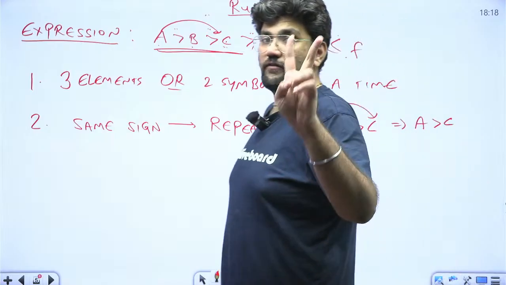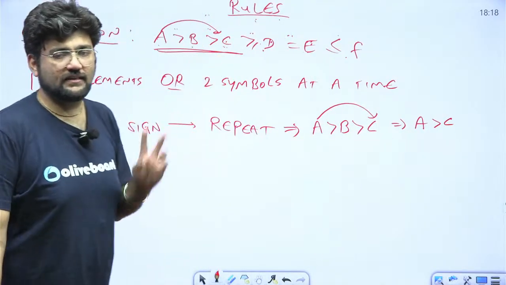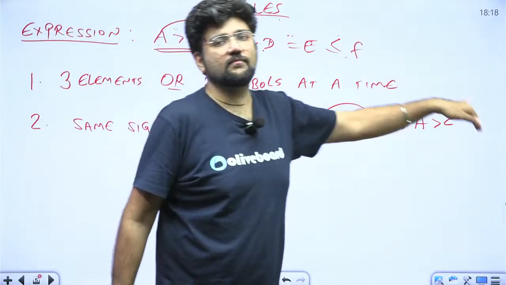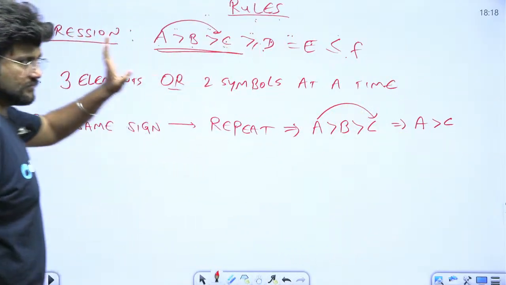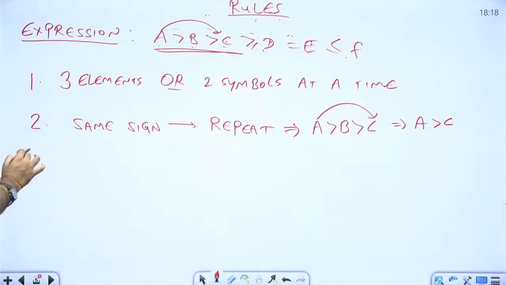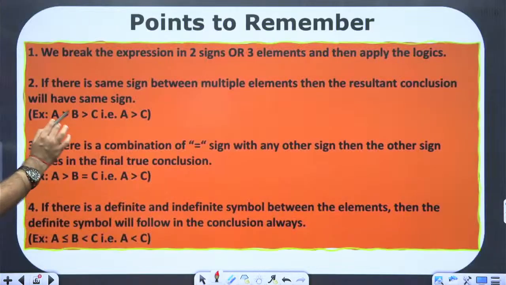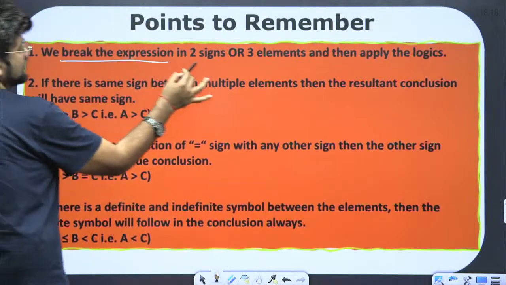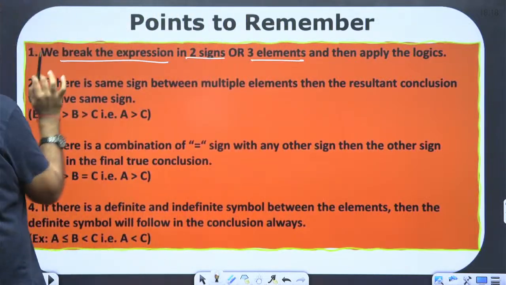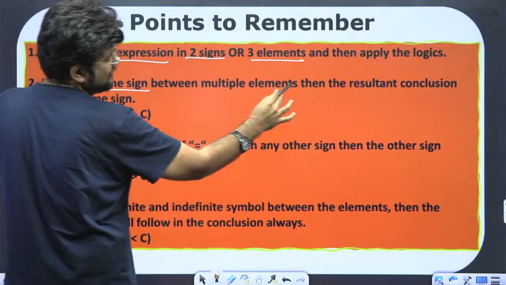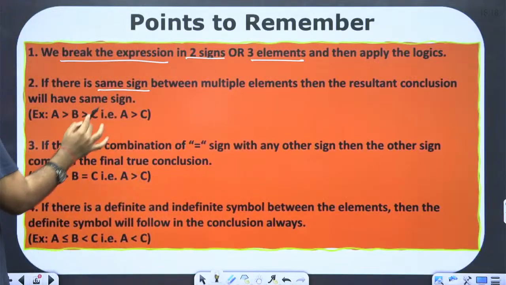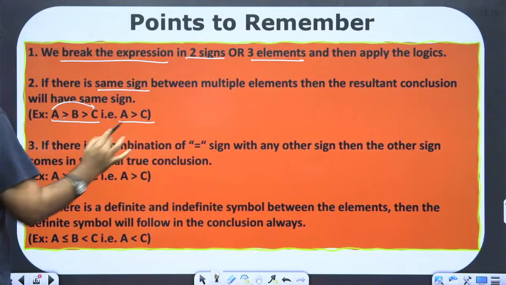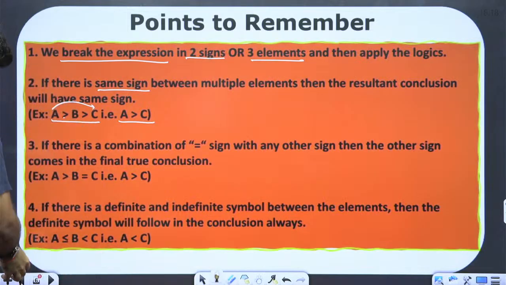Okay, remember we are always checking between two symbols, two signs, three elements, two symbols. So out of these two symbols, if both of them are same, then the same sign will carry forward. No problem, no issue. I'll just give you examples here simultaneously. So this is the first rule. We break the expression in two signs or three elements. Done. And if there is same sign between multiple elements, then the resultant conclusion will have the same sign. For example, A greater than B greater than C. So for A and C, I will repeat the greater sign here. Two rules done.